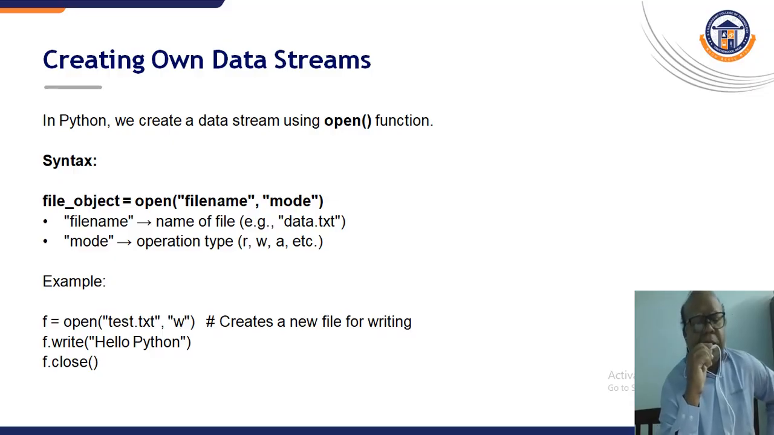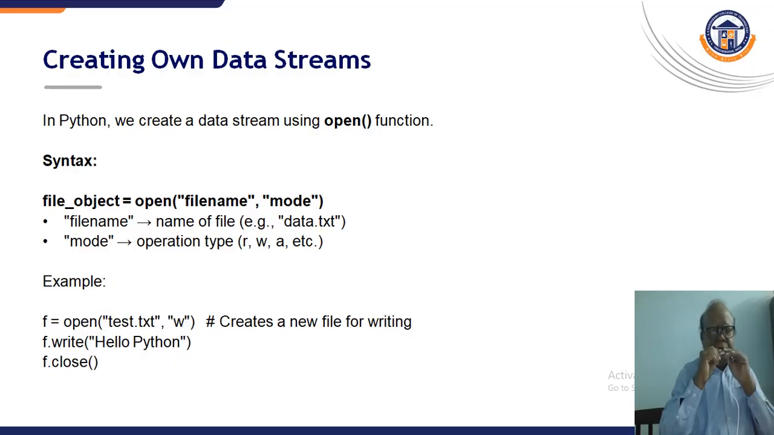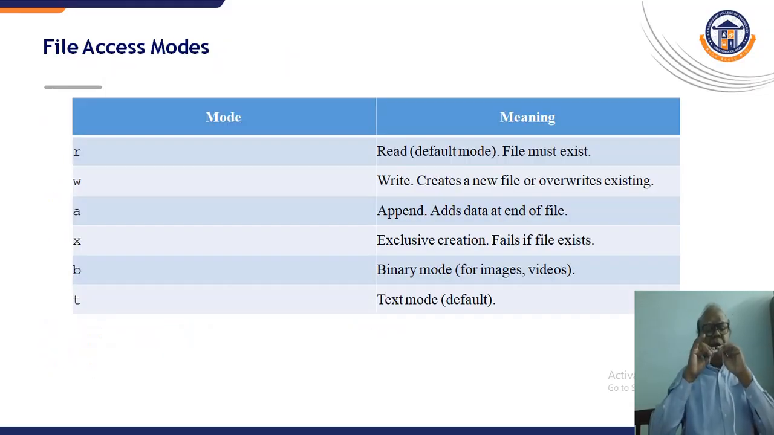Example: you can see f is the file object. You are opening the file test.txt in write mode so that you can write the content. So with the help of the function f.write, you are writing hello Python to the file. So this hello Python will be stored in the test.txt file.